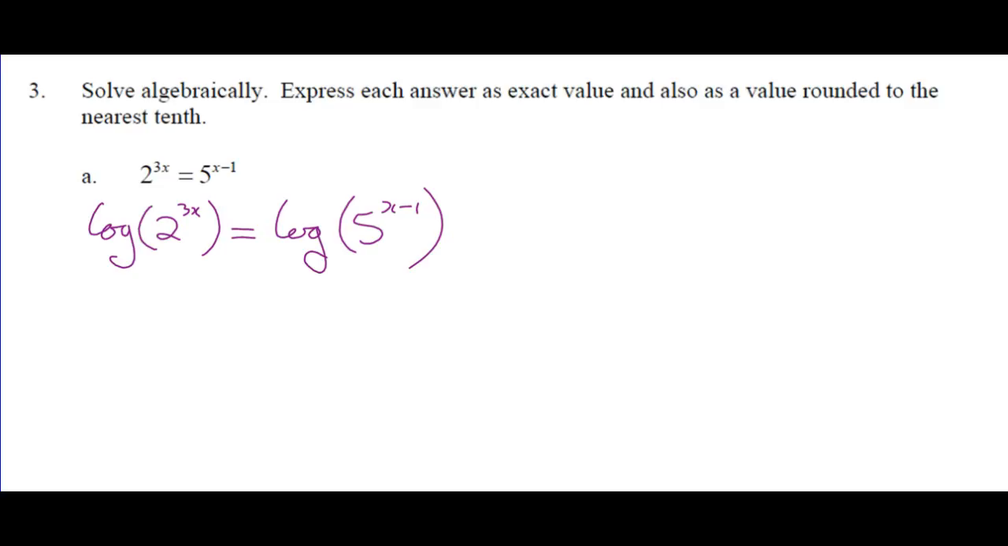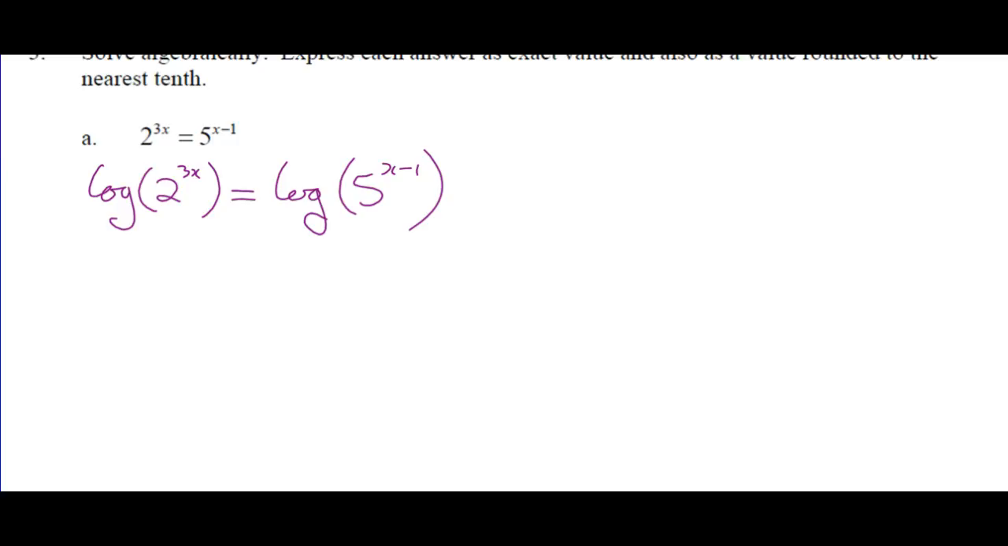Now, generally speaking, I don't write that line. I go straight to the next line, right? I just say basically, you know what, I'm taking the log of both sides, and then the power law allows me to just go 3x log 2 is equal to x minus 1 log 5. Okay, so sometimes I'll just go straight to the second line, right? So I've taken the log of both sides and I'm saving some time. I'm just going to move the powers out front. It's why I took the log of both sides.